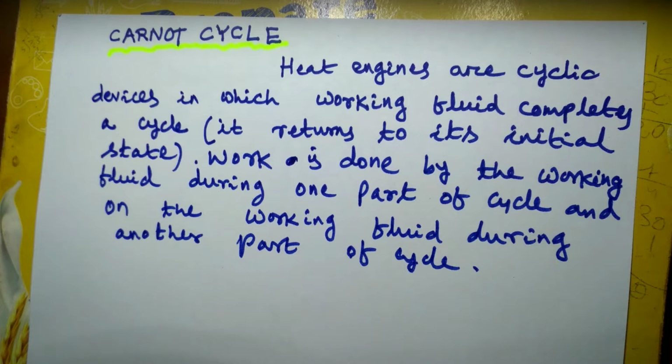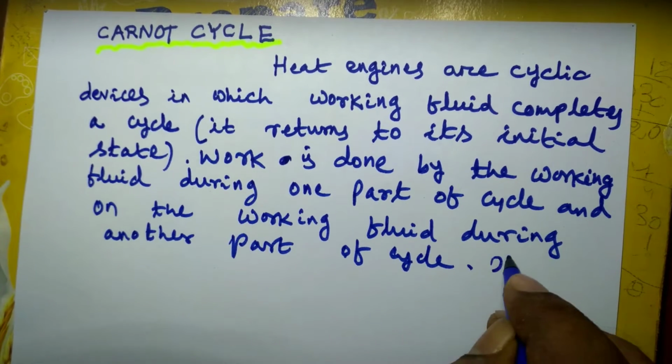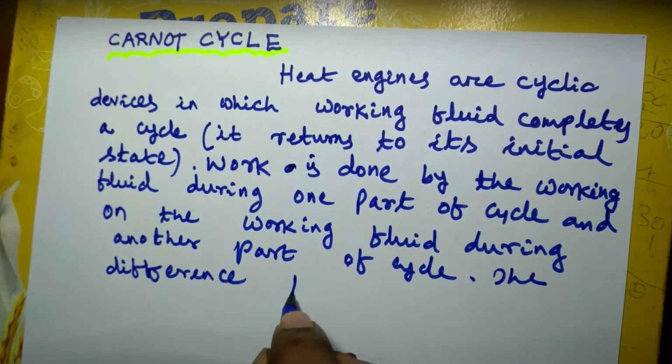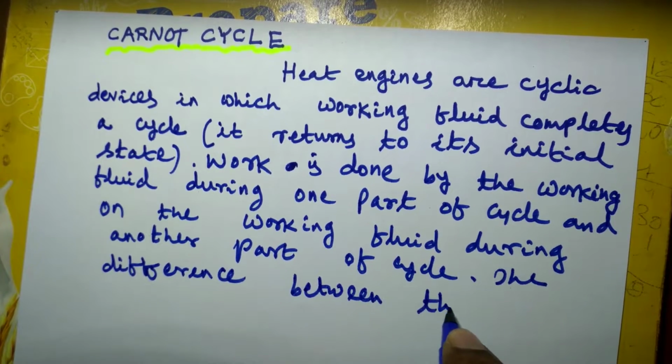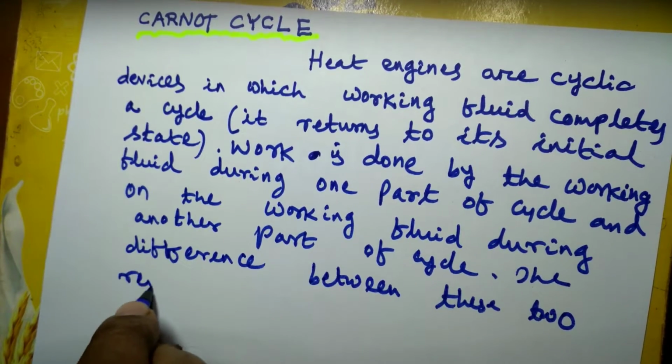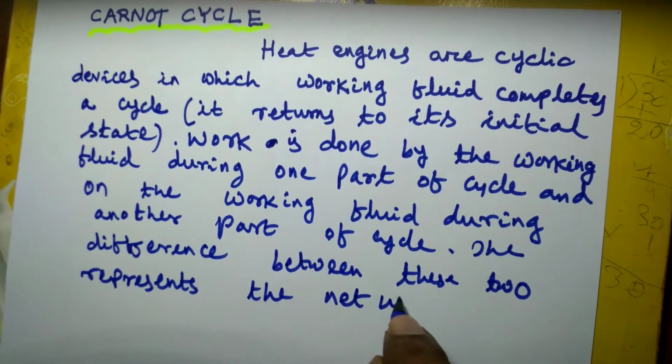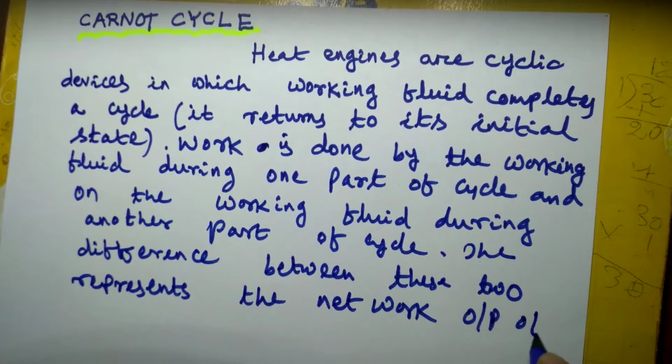Work done by the fluid is conventionally taken to be positive and work done on the system is taken to be negative, and the difference between these two works, one done by the working fluid during one part of the cycle, and another done on the working fluid during another part, is nothing but the net work output of the cycle.